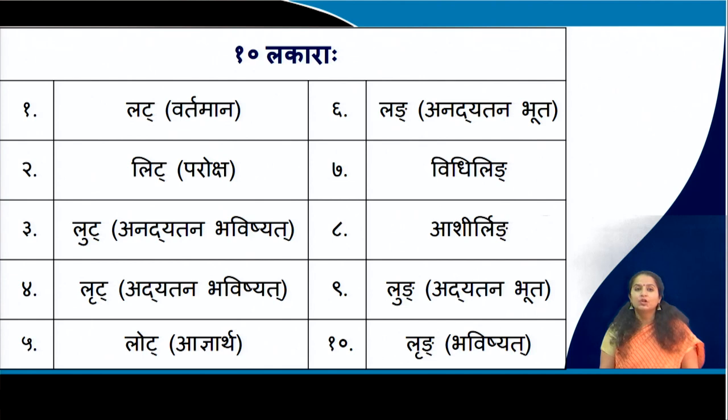And then you have the lut, which is the anadhyatana bhavishya. So the lut is a future which is not of the present time, but later on, not today's future. Lrit, adhyatana bhavishyadasti. Lrit is the future that will happen within the scope of today. Lot is the ajnya or the imperative mood. Lang is the anadhyatana bhuta. So lang is the past tense which has not happened today.